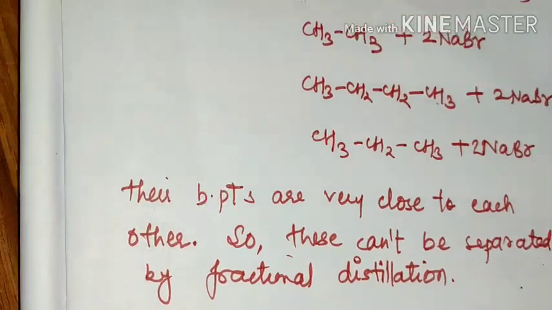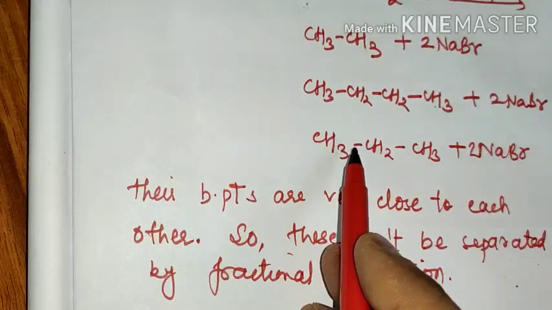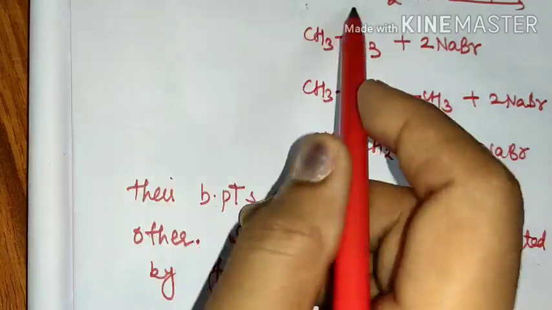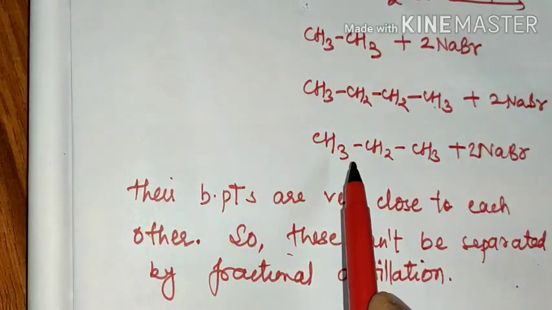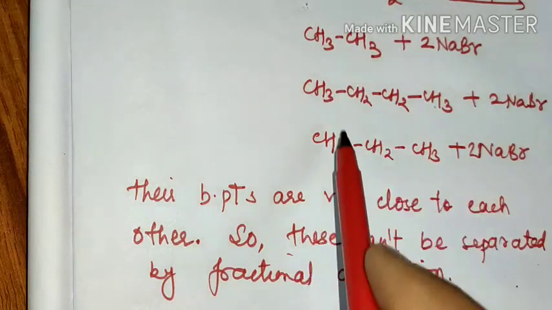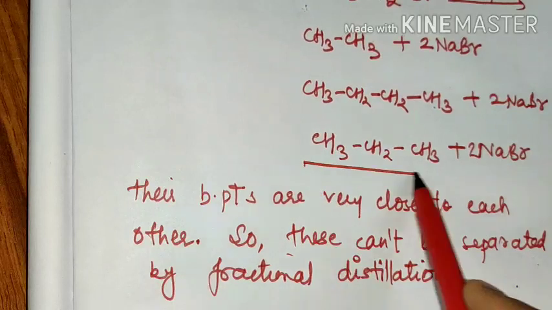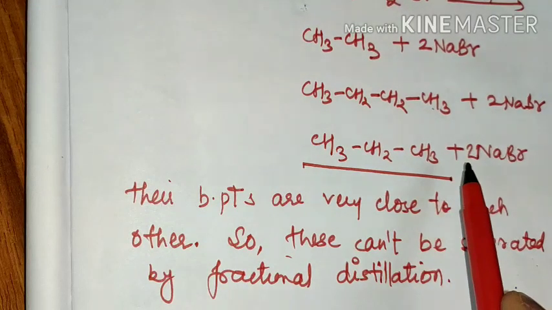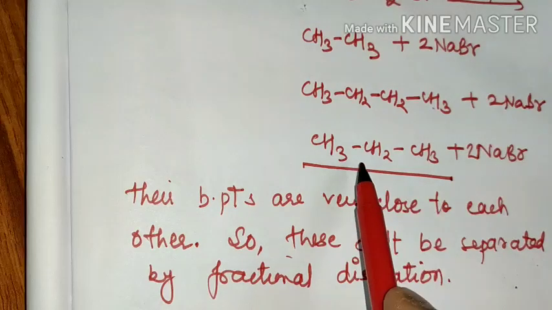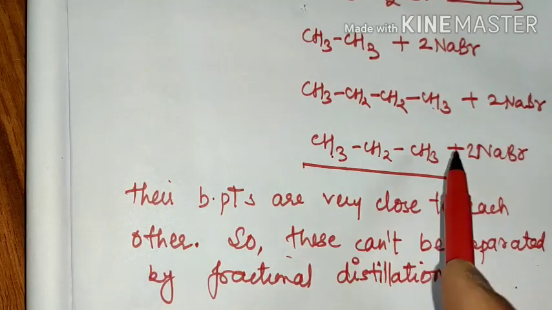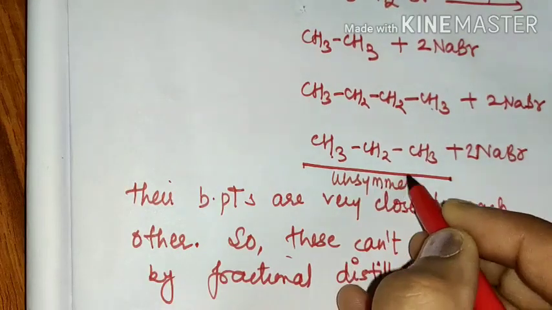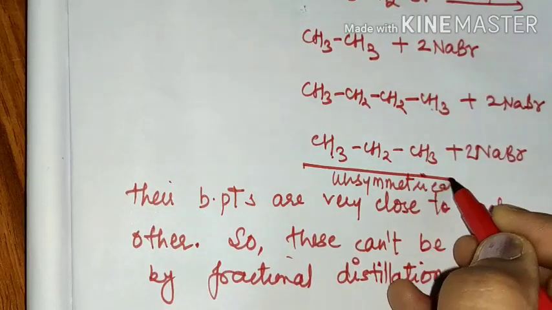If you want to prepare only propane, then we have to take methyl bromide plus ethyl bromide. And if you take this, a mixture of 3 alkanes is obtained, and from this mixture we can't separate propane. So that's why Wurtz reaction cannot be used for the preparation of alkanes containing odd number of carbon atoms, or we can say unsymmetrical alkanes. And this is the drawback of Wurtz reaction.